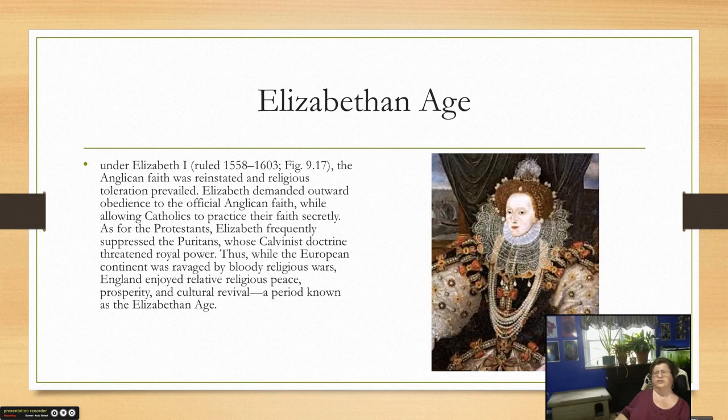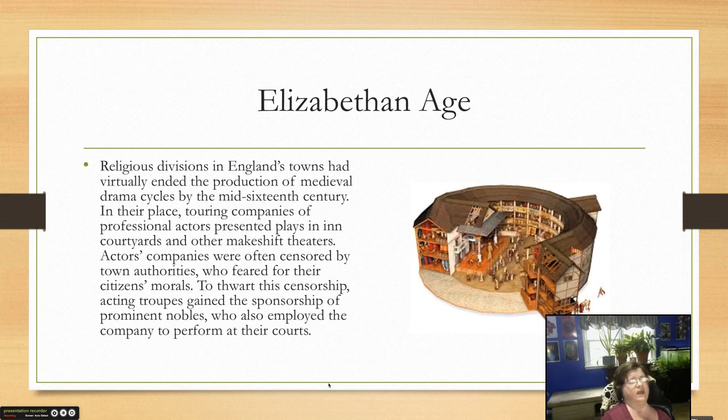As for Protestantism, she frequently suppressed Puritanism, whose Calvinist doctrine threatened the royal power. Thus, while the European continent was ravaged by bloody religious wars, England kind of enjoyed relative peace, prosperity, and a cultural revival. This was known as the Elizabethan Age. In the Elizabethan Age, the religious divisions that existed had ended the production of what was called medieval drama cycles.